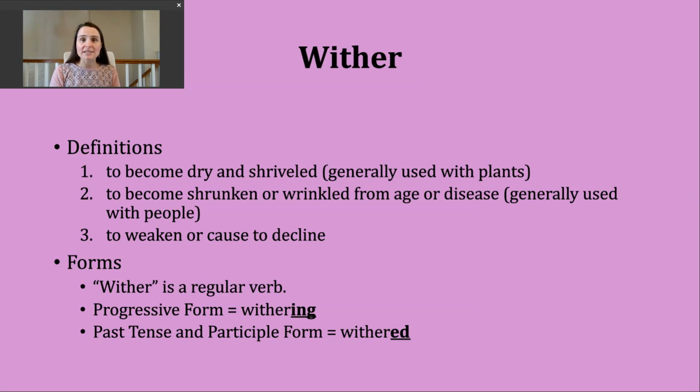You should know the verb wither is a regular verb. To make the progressive tense, all you need to do is add ing to form withering. The past tense and participle forms of this verb can be made by adding ed. Our base verb, wither, ends in a voiced R sound, so our past tense ending is just going to make a D sound. It should sound like this: withered, withered.